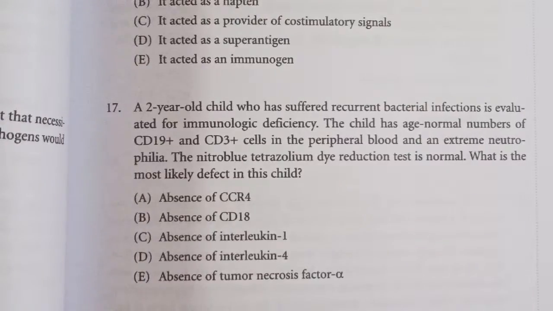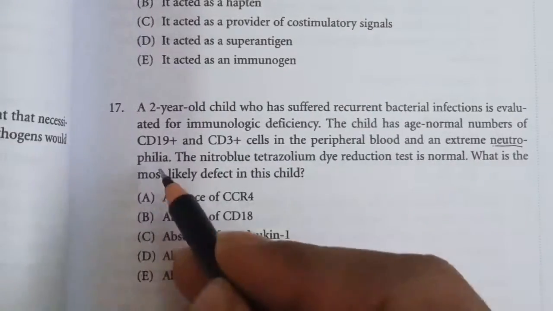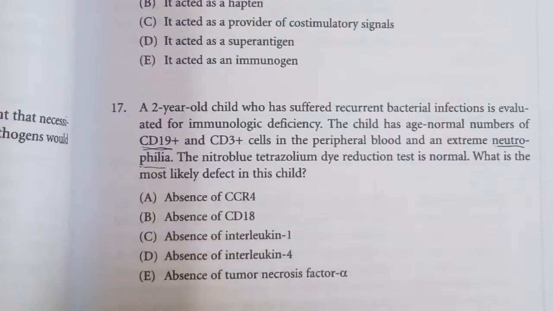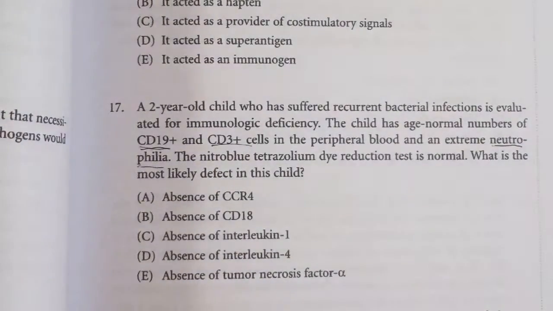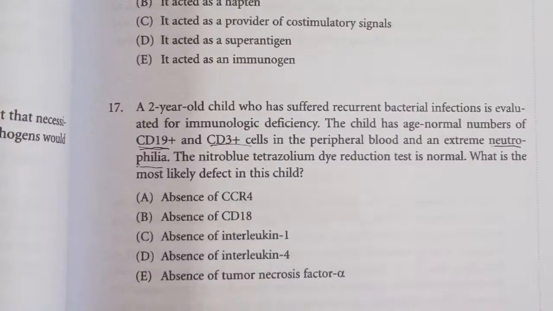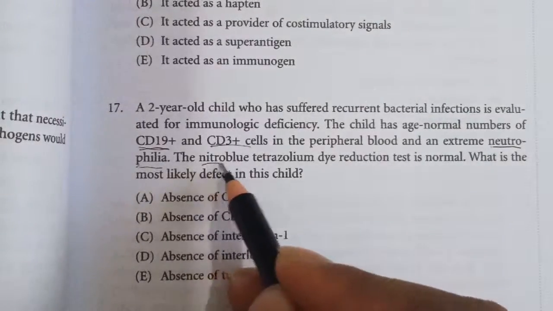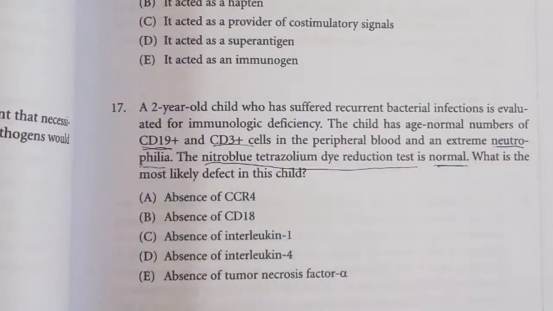Remember this thing. Few points you need to remember. Neutrophilia is there. A lot of neutrophilia is there. It's CD19 positive, which is a marker of B cell, right? CD3 positive. Okay, fine. CD3 is found in lymphocytes. It can be found on T lymphocytes generally. Okay. The nitro-blue tetrazolium dye reduction test is normal.